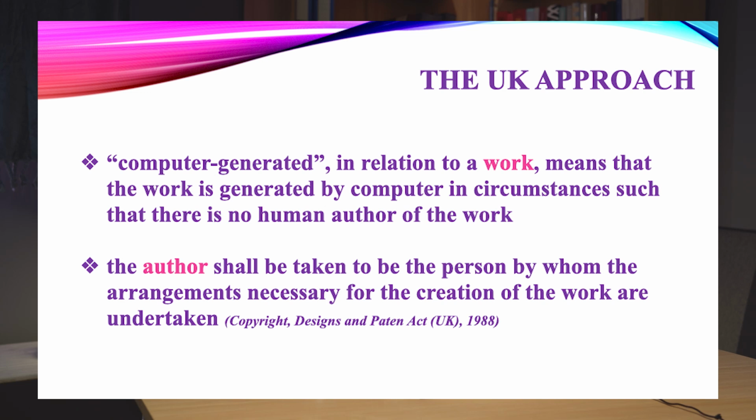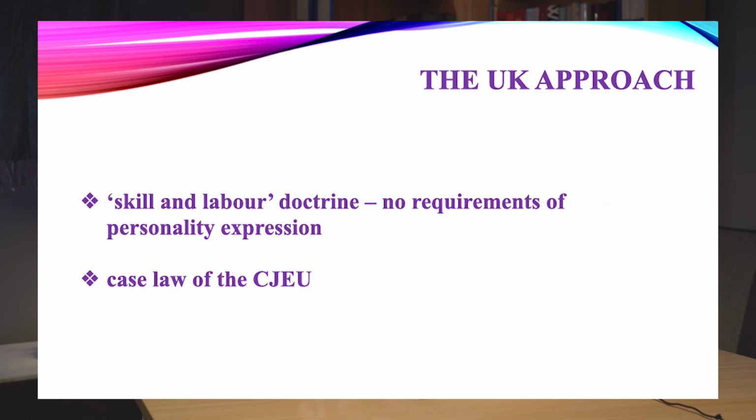For example, in the UK, "computer-generated" in relation to a work means that the work is generated by a computer in circumstances such that there is no human author of the work. The author shall be taken to be the person by whom the arrangements necessary for the creation of the work are undertaken. As you can see from this slide, the UK legislation uses the terms "work" and "author" in relation to computer-generated objects.